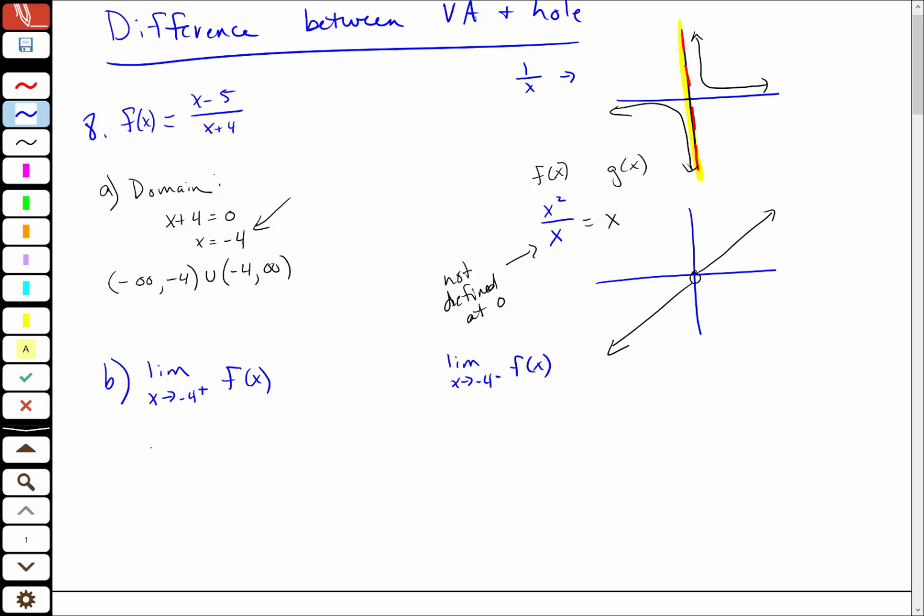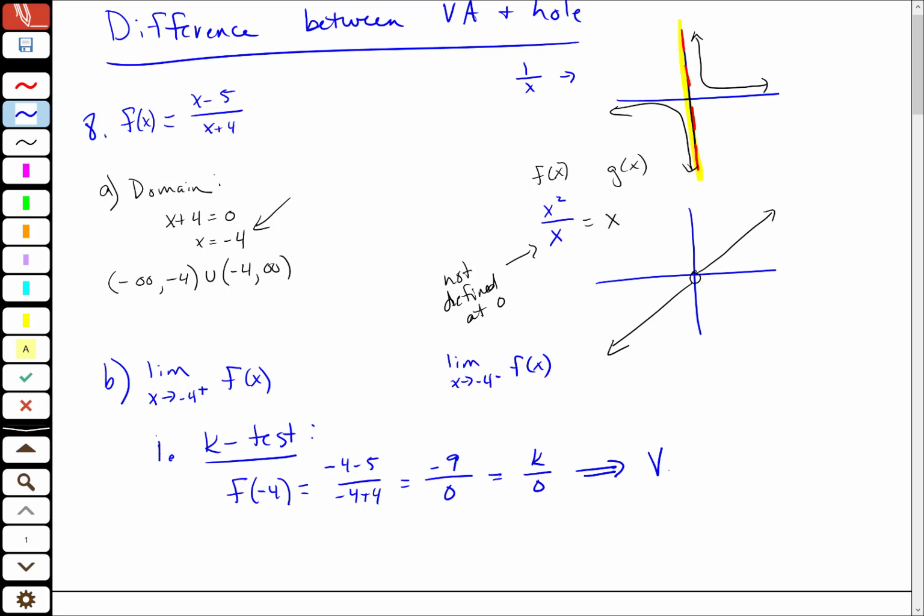Okay, so 1. Let's put this 1. You can do the k-test, right? I did the k-test in the video. You find f of -4 and see what form it is. So I plug in -4. Now the denominator is always going to be 0. This is not a surprise. The question for the k-test is what the numerator was. And so if this is in the form k over 0, that means that it's a vertical asymptote, k being anything that's not 0.